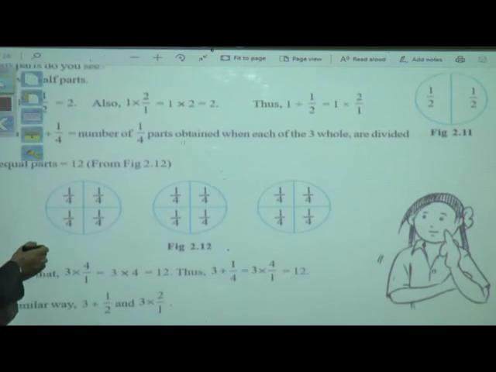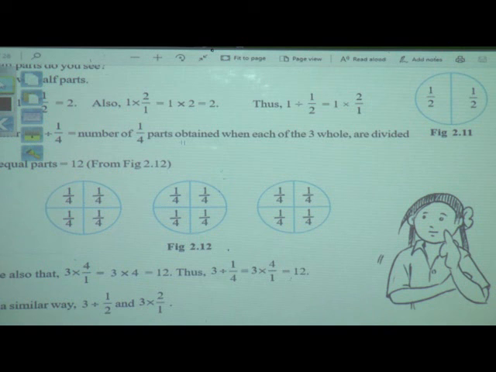Here, we already learned about multiplications. We will go for some division of fractions. Multiplication, we already had multiplication of a whole number with a fraction, a fraction with a whole number, or a fraction with a mixed fraction. Now we will see a division of this.